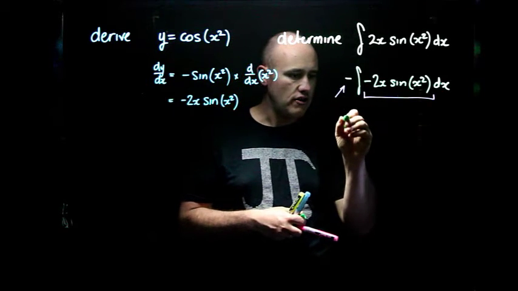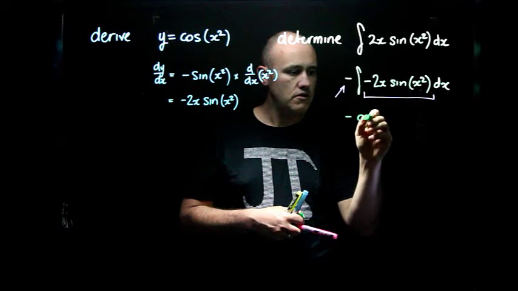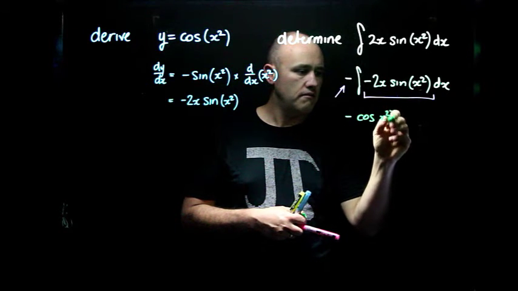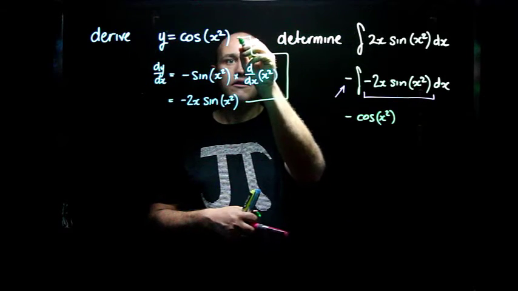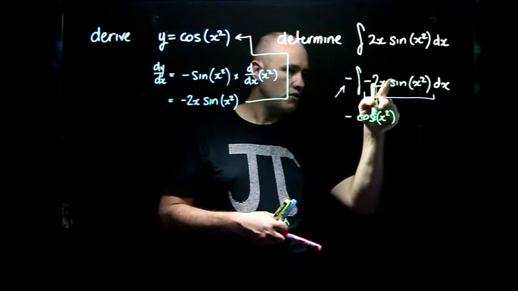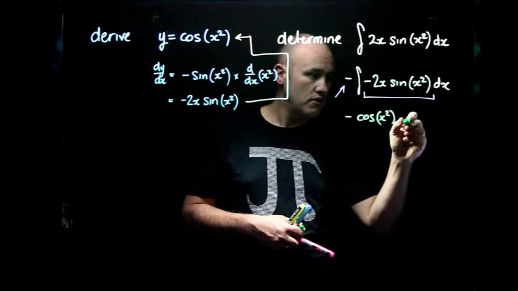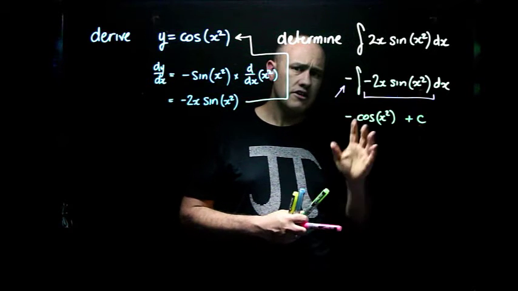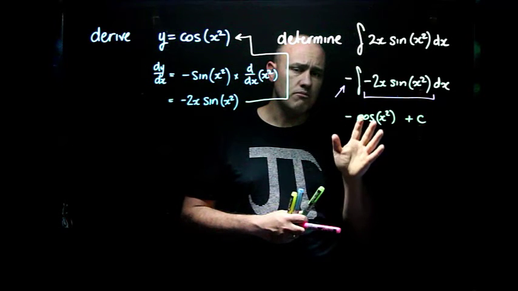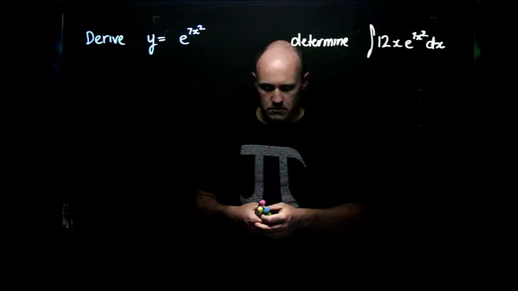When I integrate this, I'll now get negative cos of x squared. So this leads to that. And therefore this integral is that. But I do have to remember, we are integrating of course, it could be a plus c. So I always add on a plus c. So there's a first example of integration by recognition. I'm just going to clean the board now and we'll do a second example.